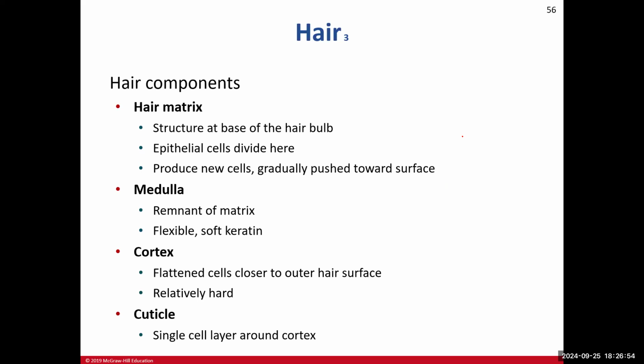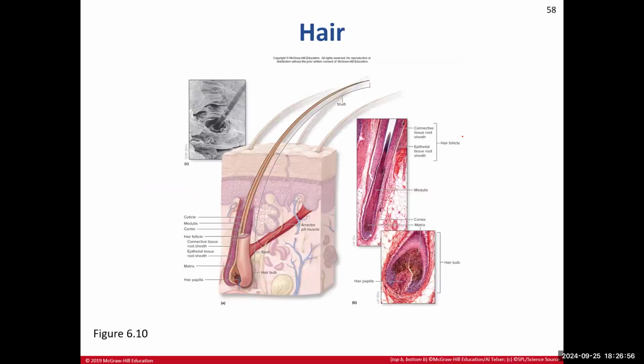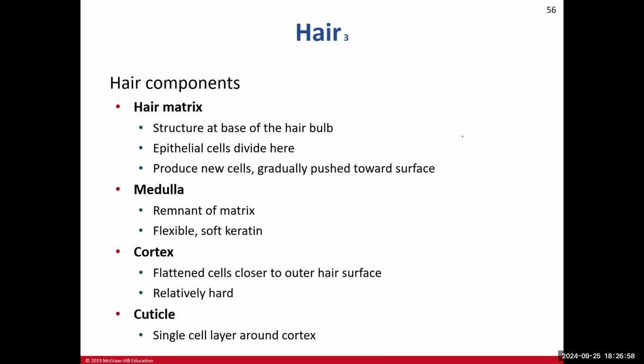So for this next slide, I'm going to go back and forth between this slide here and this slide here. A couple of the components of our hair matrix are the medulla, the cortex, and the cuticle. You're going to be hearing terms like medulla and cortex. For right now, when you think of medulla, think middle. And when you see cortex, think outer covering, outer surface.